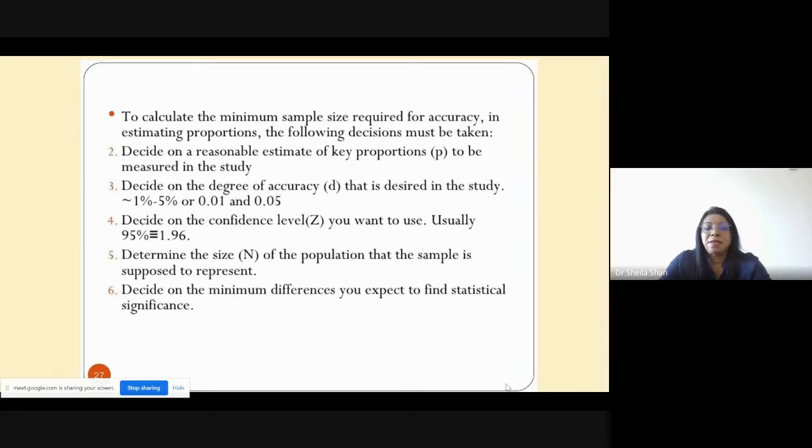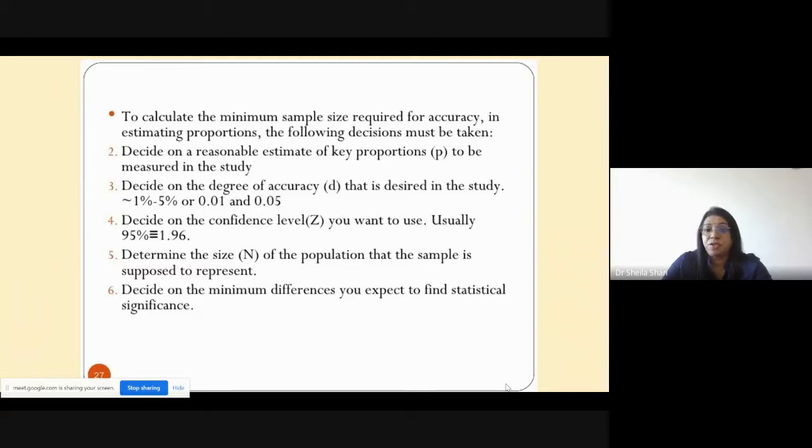Decide on the estimation of P to be measured in the study. Decide on the degree of accuracy, how accurate you want your study to be, whether it's 1% or 5%. Of course, 1% is more accurate than 5%. Decide on the confidence level that you want to use. Usually 95%, when it's Z, it's 1.96. That means you are 95% confident that your study is correct. Determine the size of the population that the sample is supposed to represent.